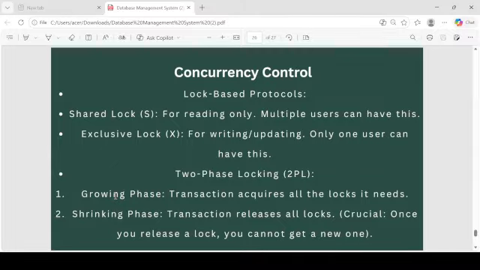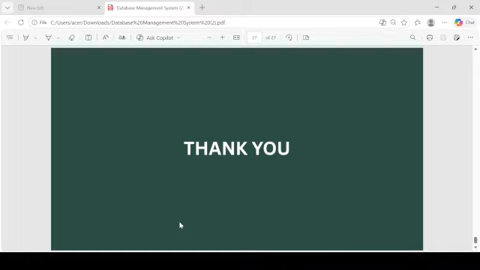Two phase locking has a growing phase, where the transaction acquires all the locks it needs, and a shrinking phase, where the transaction releases all locks. The crucial rule is that once you release a lock, you cannot get a new lock. All these things are in unit 4 of database management system.